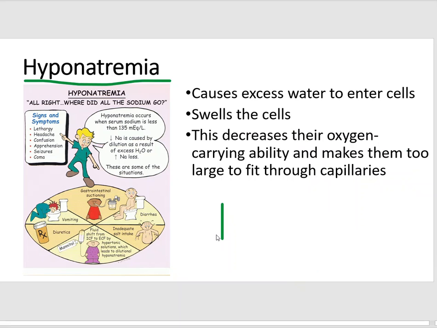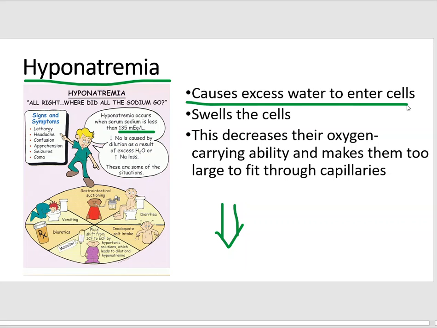Hyponatremia is just a lower level. I'm not requiring you guys to memorize these lab values because they fluctuate, but less than 135 milliequivalents per liter. Don't worry too much about the units. Just know that that's our lower level of sodium.